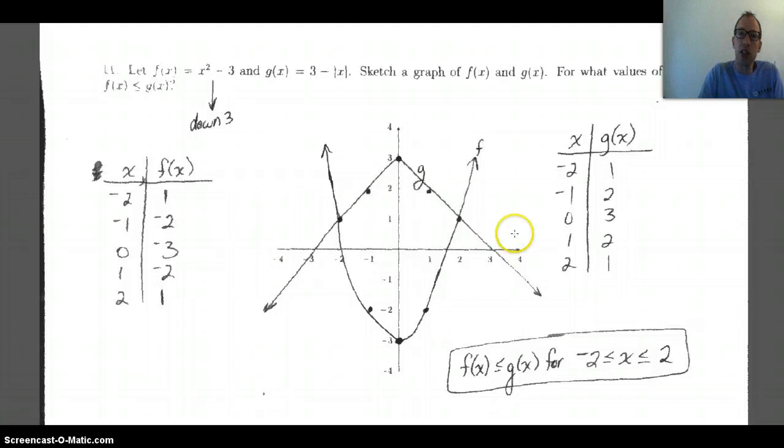And the final question asks, for what values of x is f of x less than or equal to g of x? Well, f of x is this parabola. G of x is this upside down V. So notice that everywhere between here and here, between x equals -2 and +2, I'm strictly less than, and on those 2 points, the two functions are equal. So I'm going to say that the answer is -2 less than or equal to x less than or equal to 2. If the question had asked me to do interval form, I could have done a square bracket, -2, comma, +2, square bracket.